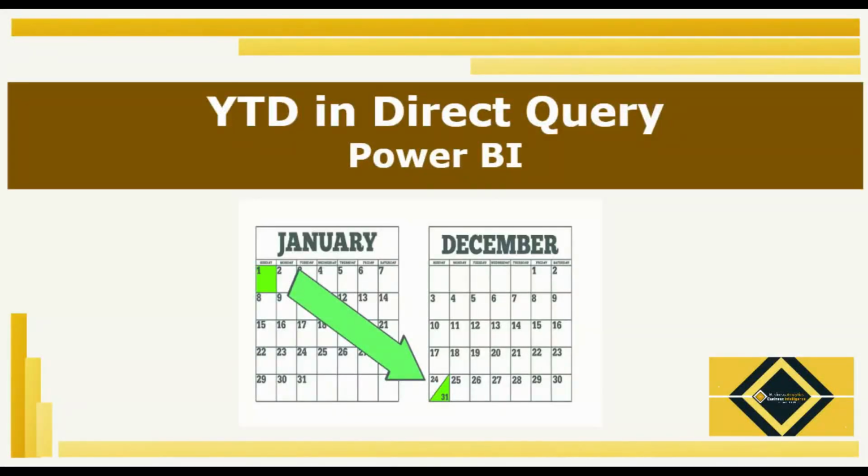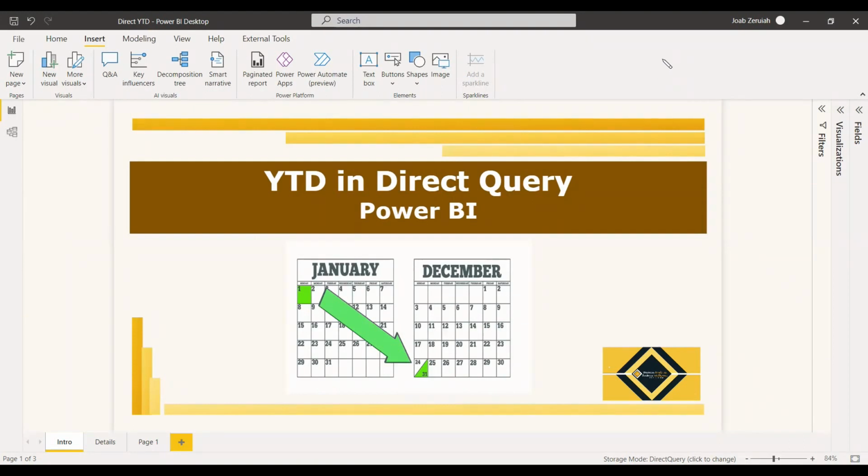This video is regarding year to date in direct query. So you know, in direct query we can't use time intelligence functions. Usually we use time intelligence functions for import mode, and it is easy to use DATESYTD, DATESMTD, and DATESQTD also. But in the case of direct query, we won't be able to use this YTD. So how are we going to achieve this YTD in direct query? We will see that in this video.